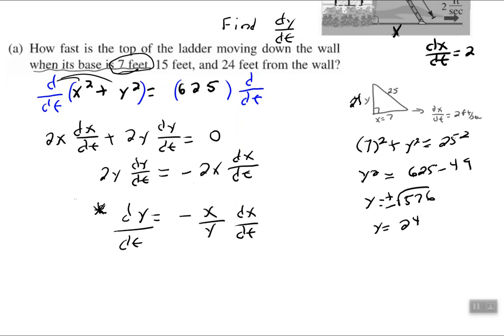So now I have everything I need to plug into this formula. I know y is 24 when x is 7, and dx/dt is always 2, as given for this problem. All right, so let's plug it in and simplify.